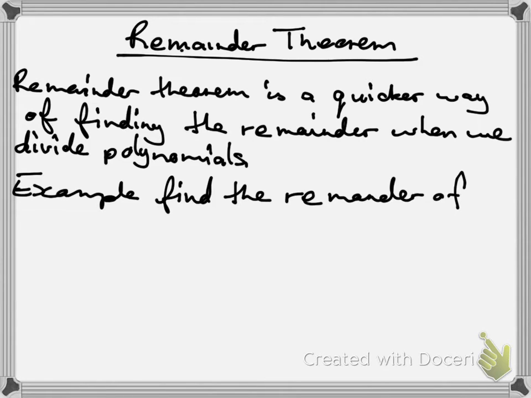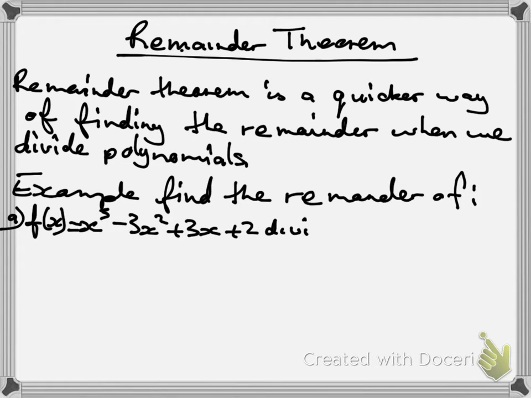So for example, find the remainder of f of x, which is x cubed minus 3x squared plus 3x plus 2 divided by x minus 1.